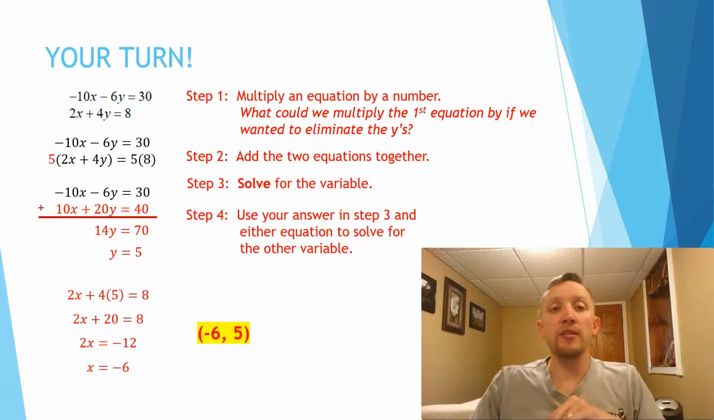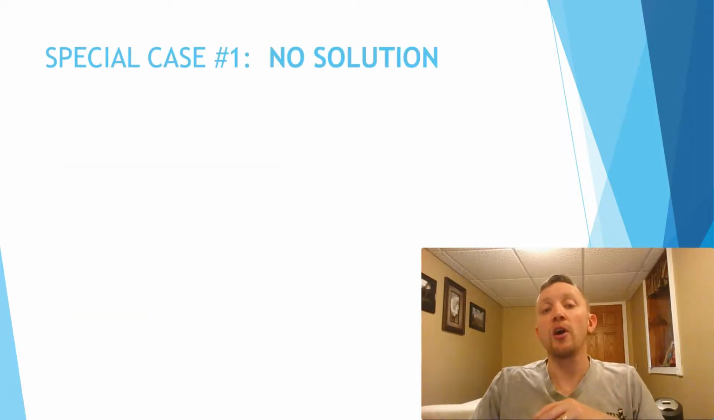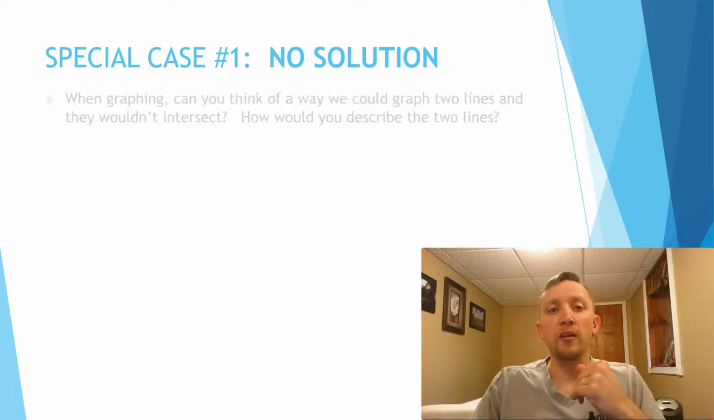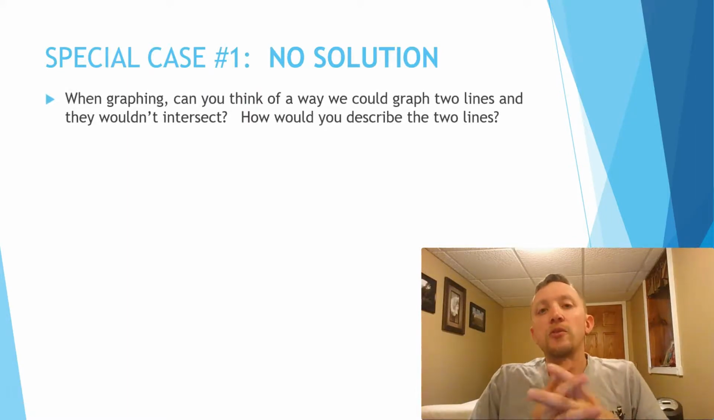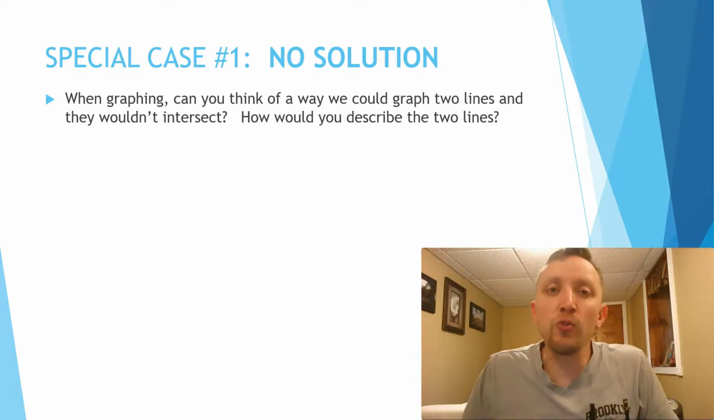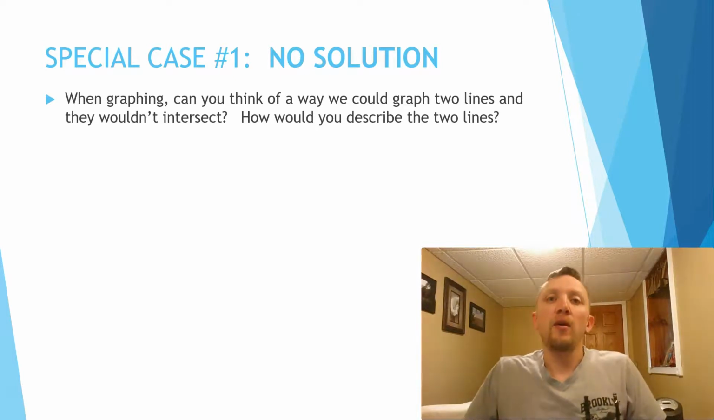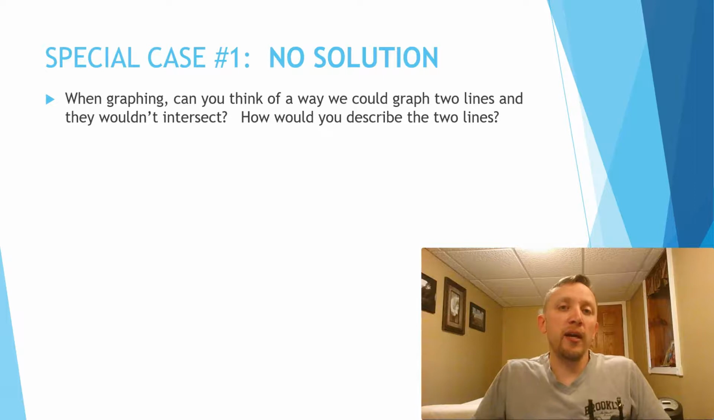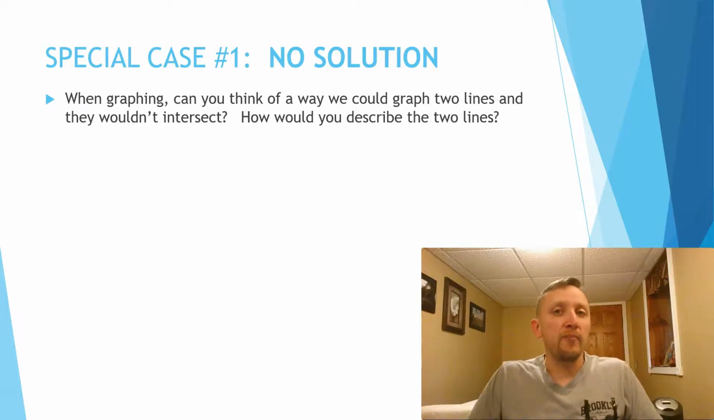So I want you guys to look at this next example. Sometimes we have some special cases. There are 2 different kinds of special cases we could have. The first of which is a situation where there's no solution. No solution? What would that look like? Let's start with graphing. So think about it for a second. If we're graphing 2 linear equations, what would they look like when they don't intersect? What would those look like?